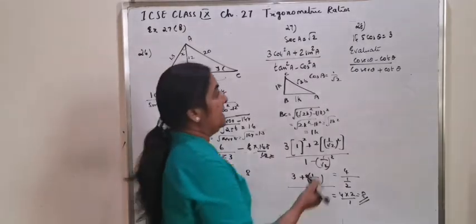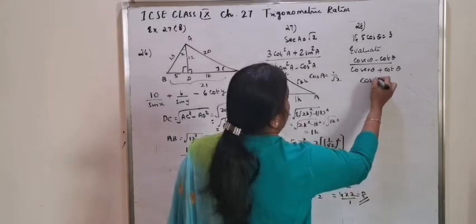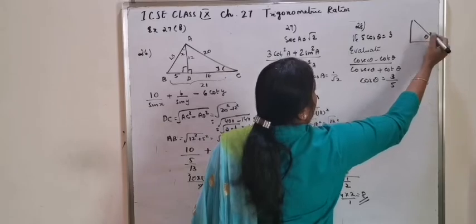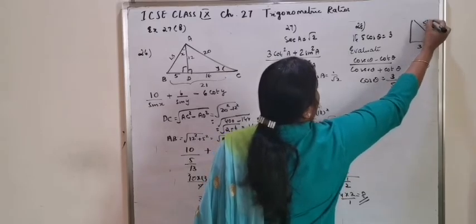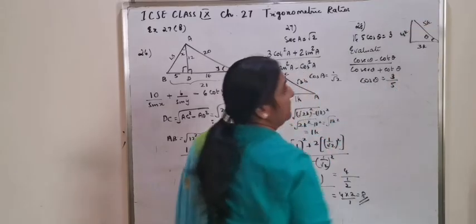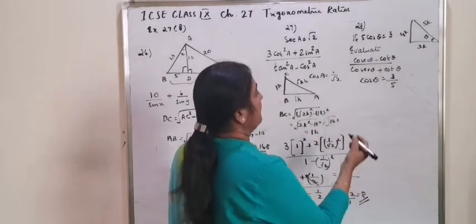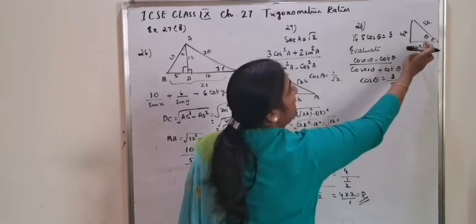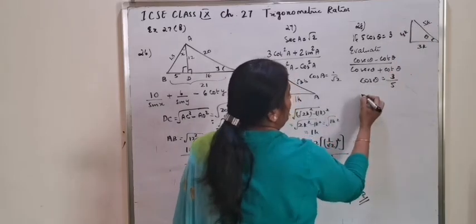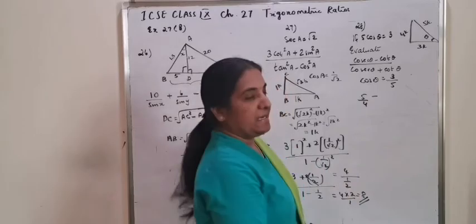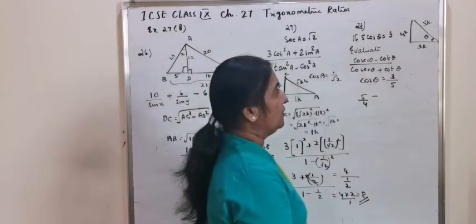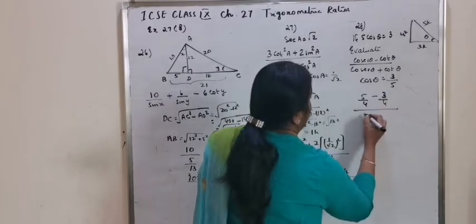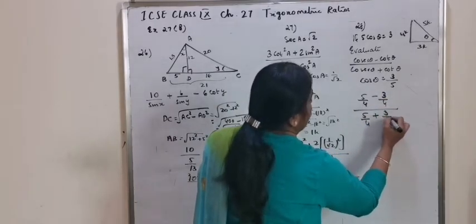Question number 28. Cos theta is equal to 3 by 5, which is the same as 3k by 5k, and this side will be 4k. And now cosec theta is 1 by sin theta, sin theta is 4 by 5, so cosec theta is 5 by 4 minus cot theta, which is the reciprocal of tan. Tan is 4 by 3, so cot is 3 by 4, divided by 5 by 4 plus 3 by 4.